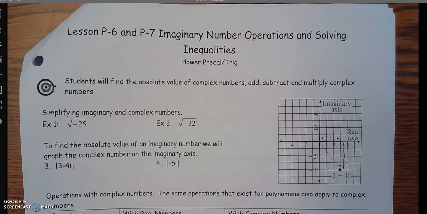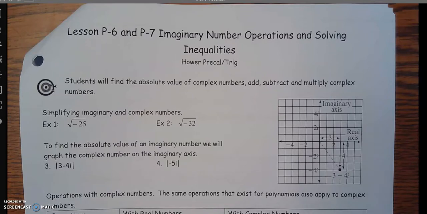Okay, so we're going to start with Unit P, Day 6 and 7. They're both small enough we can do them in one day here. Our learning target: students will find the absolute value of complex numbers, and add, subtract, and multiply complex numbers.